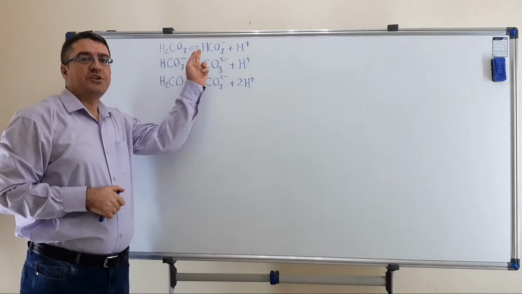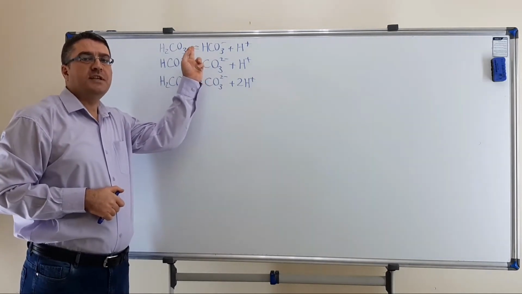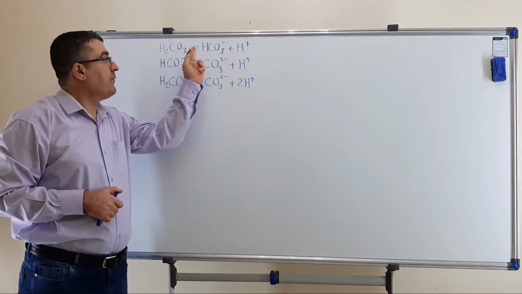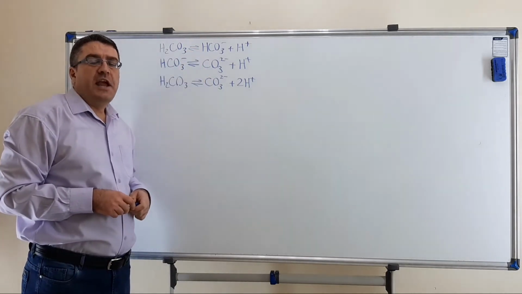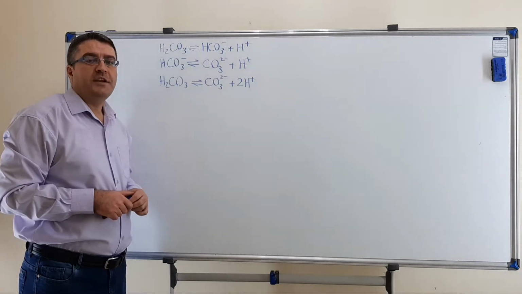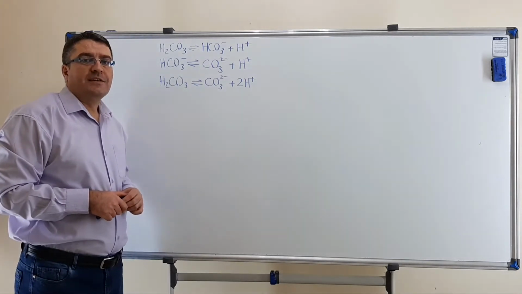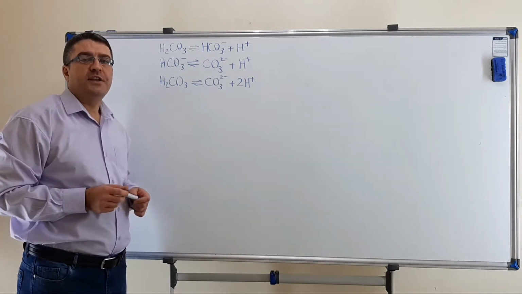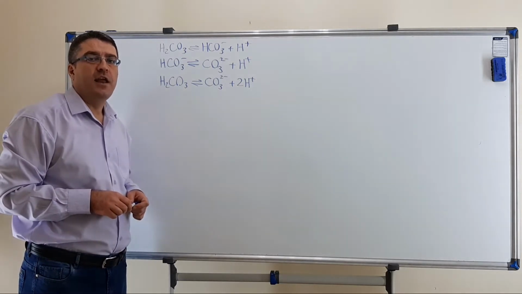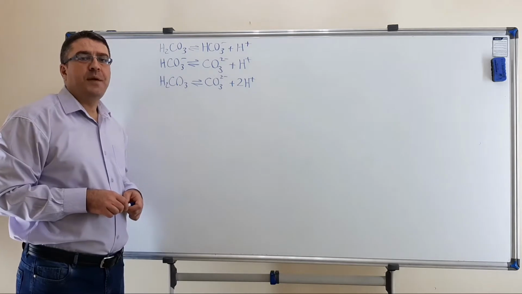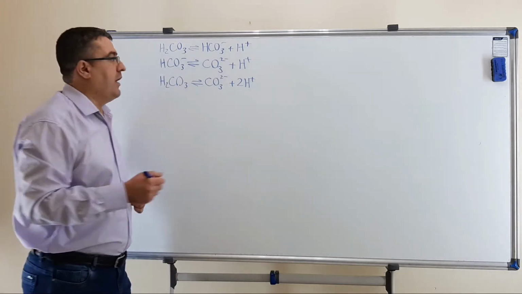In the first reaction, carbonic acid loses its first H+. It is the first acid dissociation reaction of carbonic acid. The associated equilibrium constant is the first acidity constant of carbonic acid in water. It is represented by Ka1.